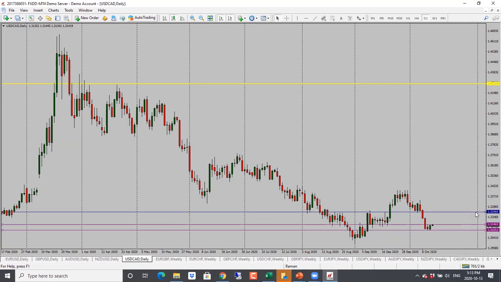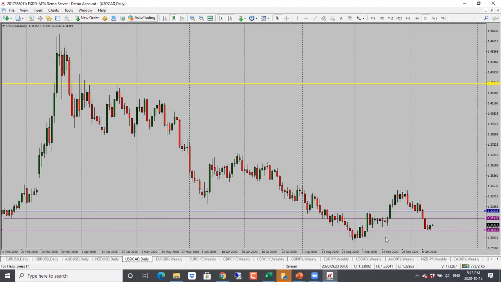In terms of the target here, the first target would be 0.3200 and then 0.3250. So bullish bias here for dollar CAD. I would watch out though, this is not looking super strong. I would expect volatility in the market.